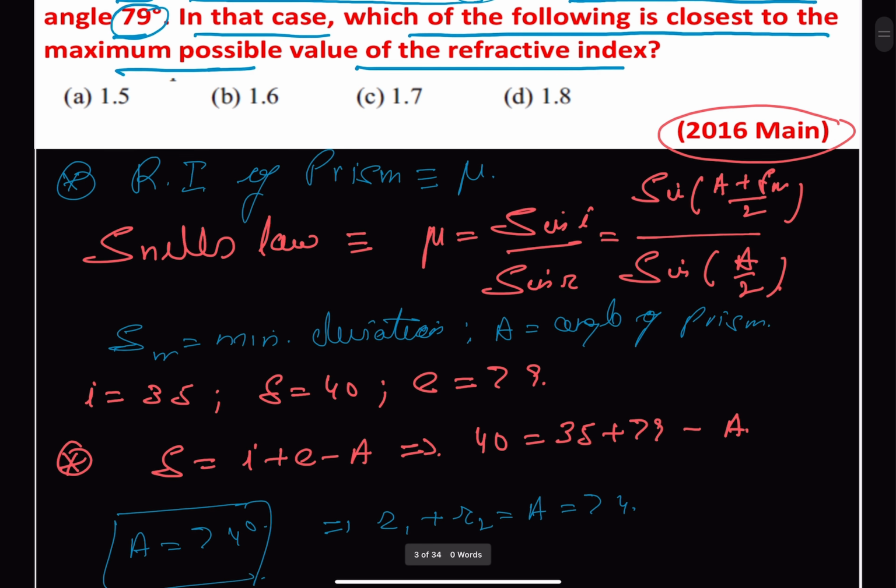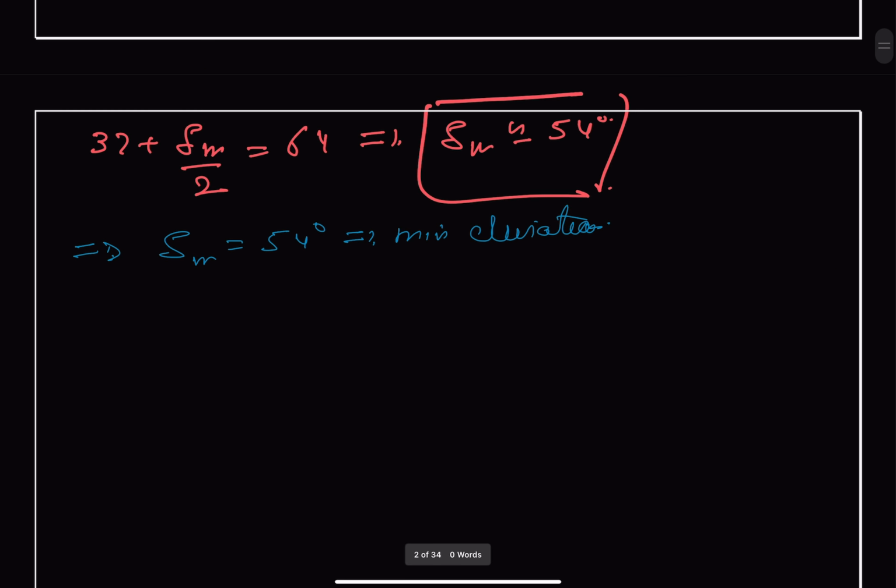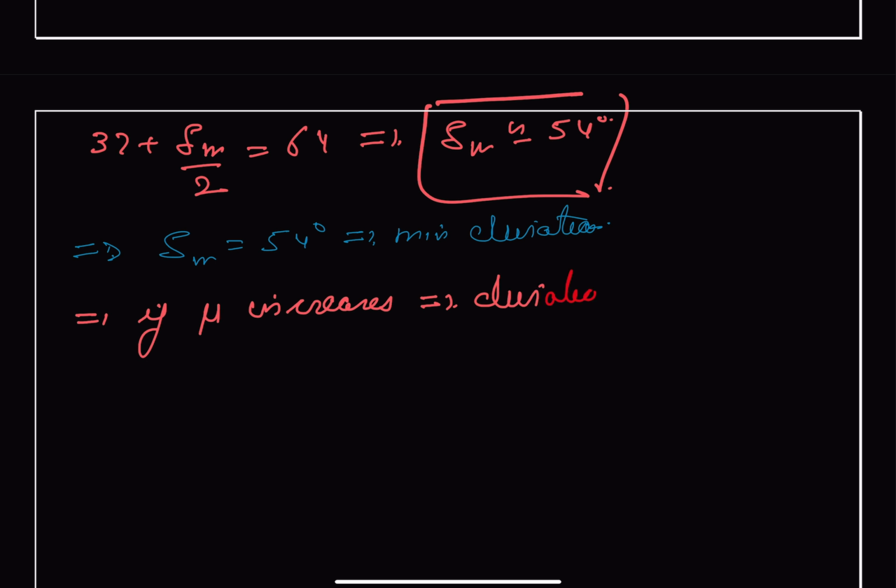And if we check all the rest of the values of mu, they are all greater than 1.5. This is 1.6, 1.7 and 1.8. So it means if mu increases, this will further result in an increase in the deviation. Therefore, the refractive index, that is our required mu, should be less than 1.5.